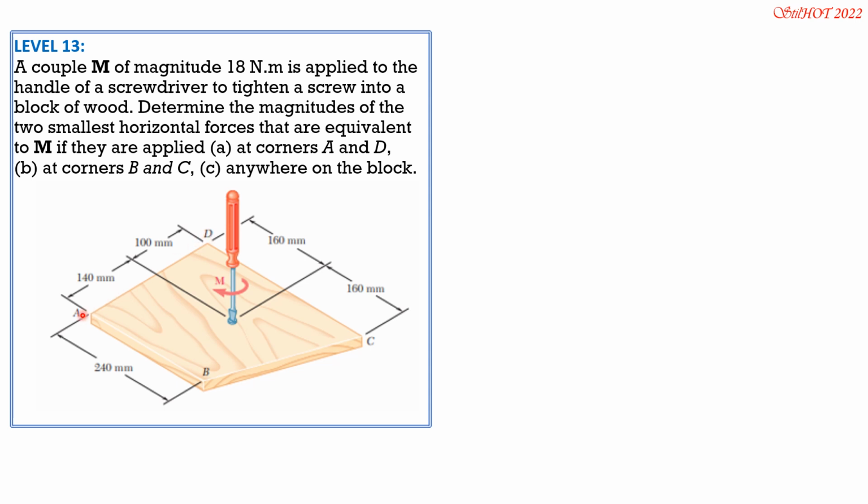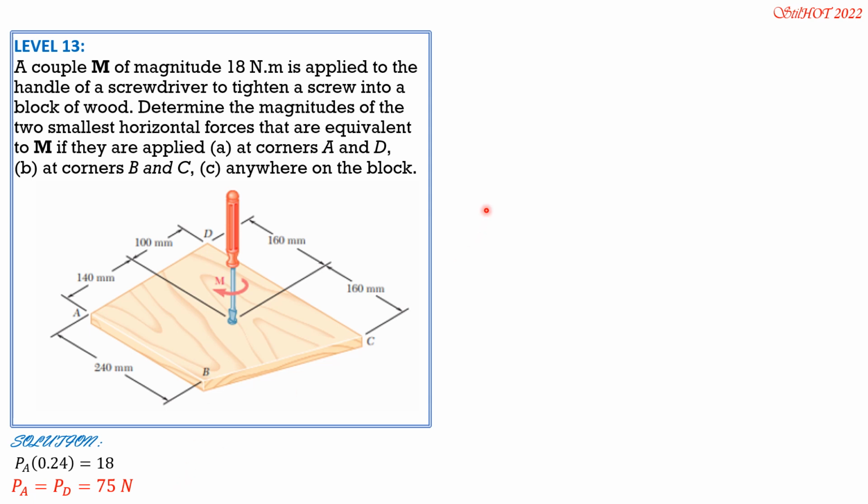And the perpendicular distance is 0.24. Therefore, P sub A times 0.24 meter equals 18 newton meter. So we can now compute P sub A, which is equal to P sub D, but they are opposite: 75 newtons.